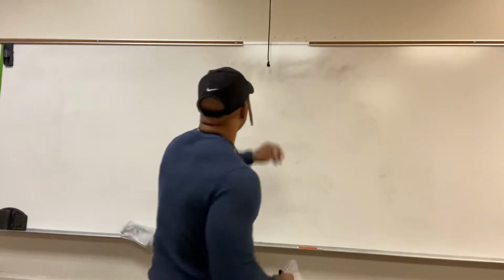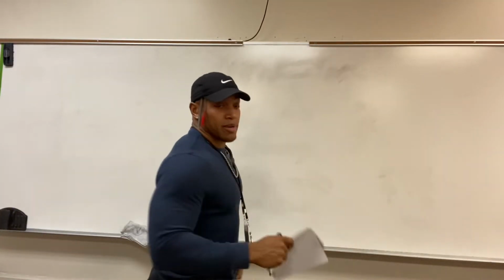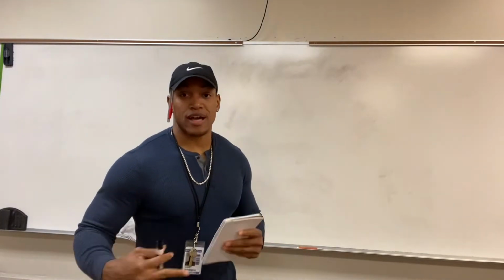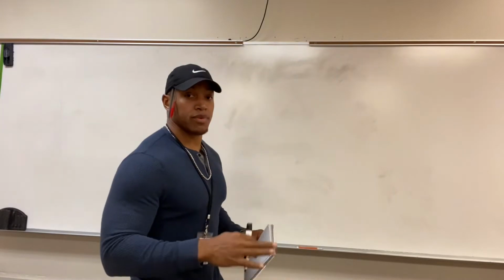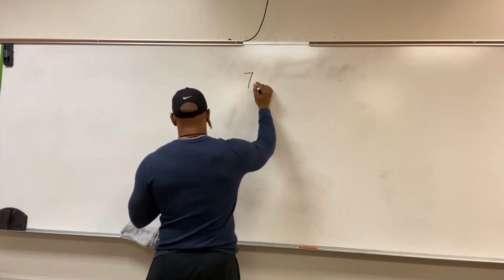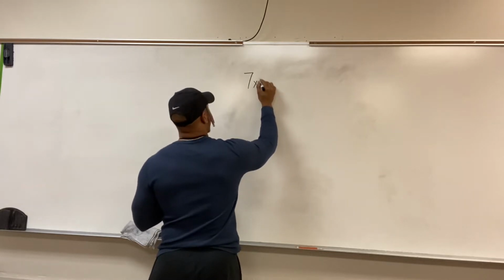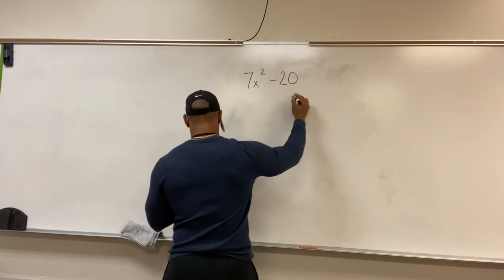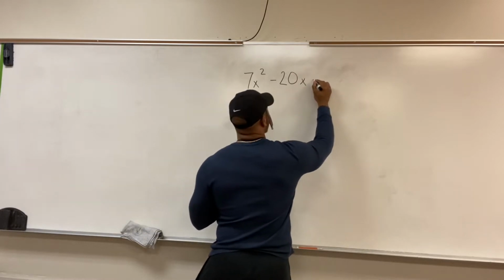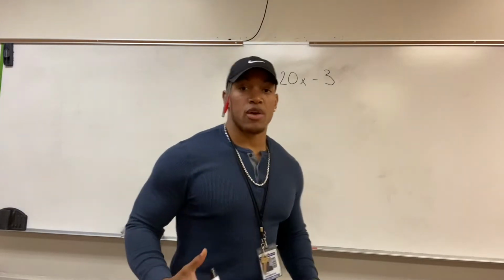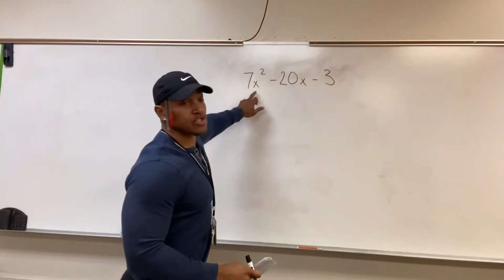I'm gonna pick one trinomial that we're gonna factor out, and then you guys are gonna see exactly the process of how I want you to do this, okay? Pay attention, okay? So consider the following. You have 7x squared minus 20x minus 3, okay? So from our notes yesterday, we know our leading coefficient is greater than 1.